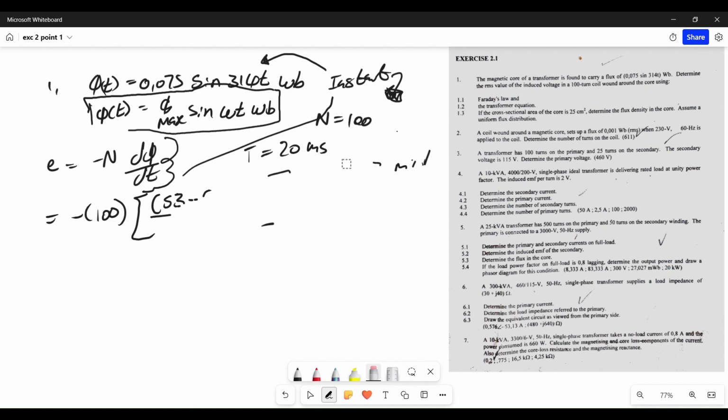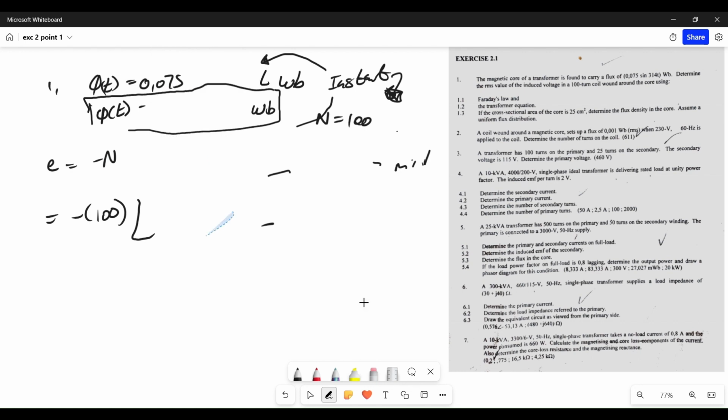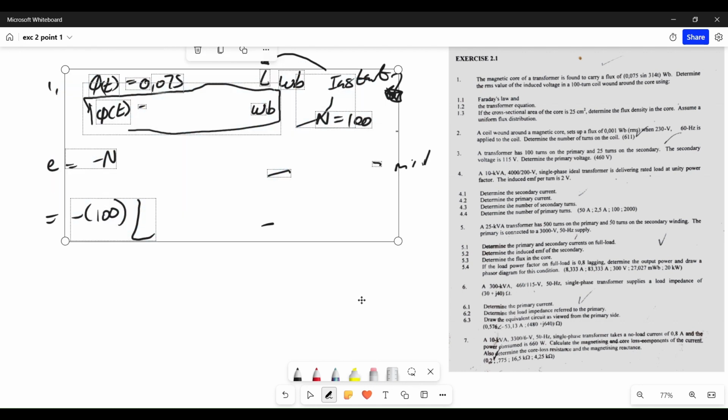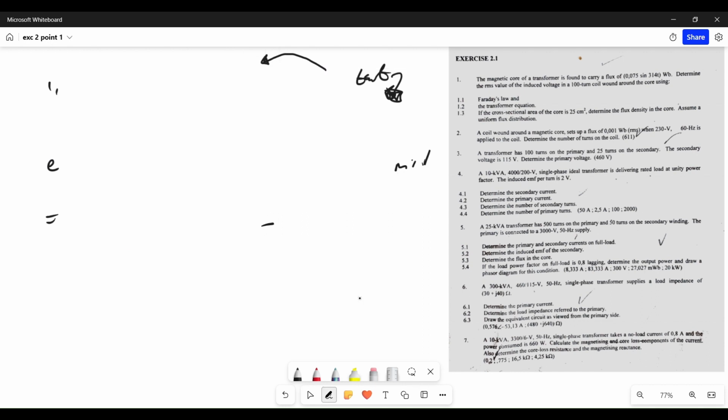So let's answer question 1.2. Calculate the induced EMF using the transformer equation.